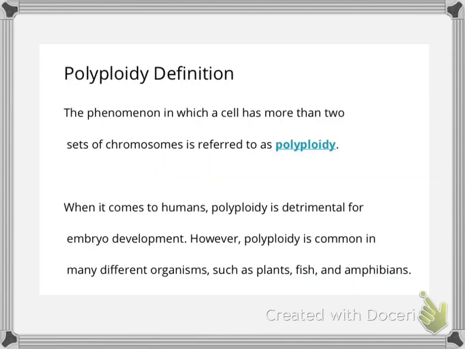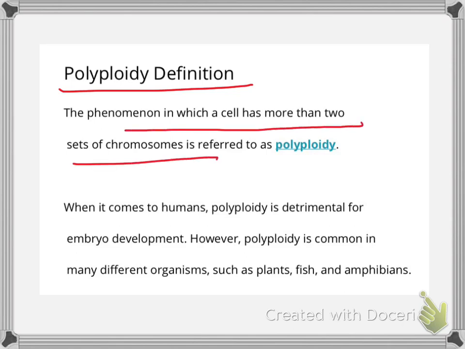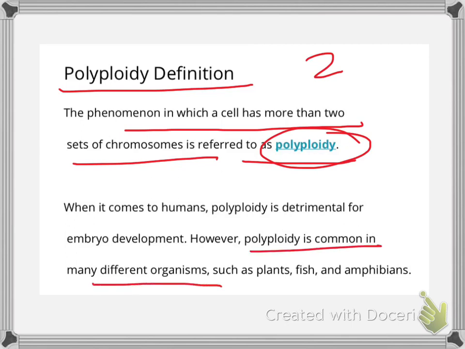Next is polyploidy. The phenomenon in which a cell has more than two sets of chromosomes is referred to as polyploidy. Humans contain two sets of 23 chromosomes. Similarly, if there are more than two sets of chromosomes, that is known as polyploidy. Polyploidy is common in many different organisms such as plants, fish and amphibians.